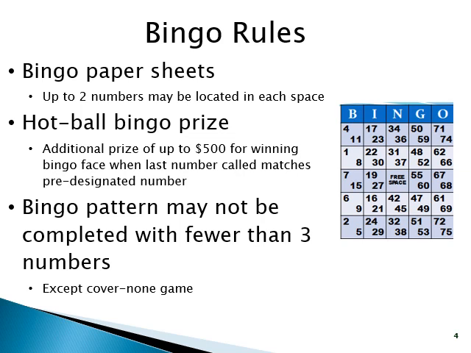Then there's a rule that says a bingo pattern may not be completed with fewer than 3 numbers, except, of course, for the cover none game. But otherwise, in order for it to be a pattern, there has to be at least 3 numbers. So you could have 3 numbers in any corner or 3 numbers in a row or something like that. Almost always the patterns that we see require at least 4 numbers to be called. So it would be 4 numbers across, including the free space.